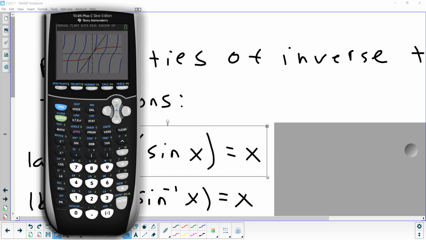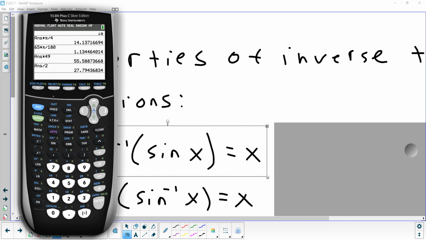Let's look at an example with an actual number. Let's take the inverse sine of the sine of 0.8. When I hit enter, I get 0.8. These two things canceled each other out, and I got back exactly what it was when I typed in 0.8.